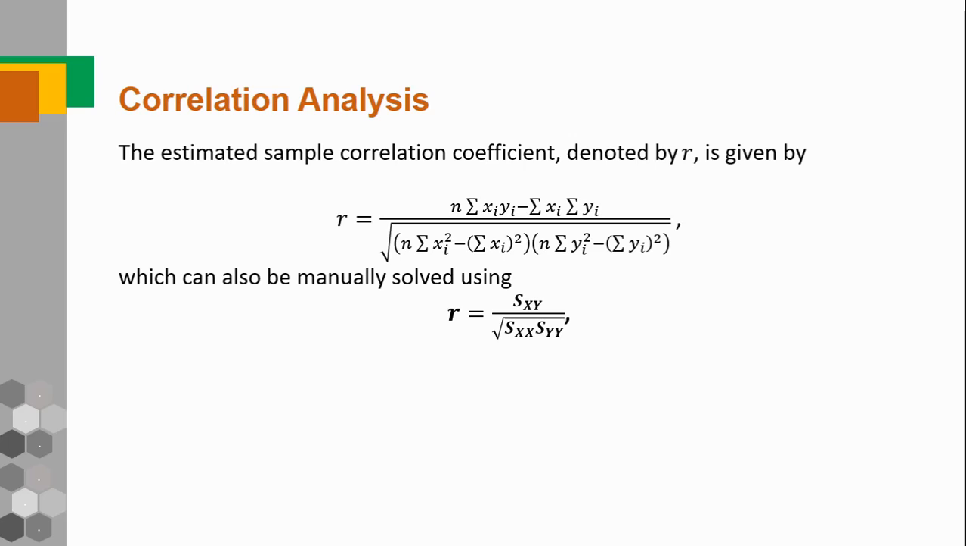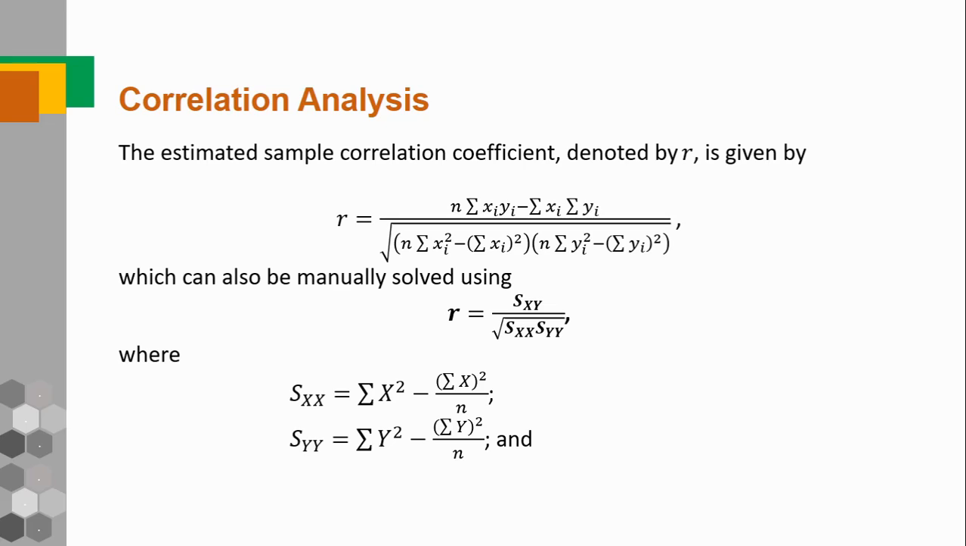R equals S sub xy over the square root of S sub xx times S sub yy, where S sub xx equals the summation of x squared minus the square of the summation of x over n. S sub yy equals the summation of y squared minus the square of the summation of y over n. And S sub xy equals the summation of x times y minus the summation of x times the summation of y over n.